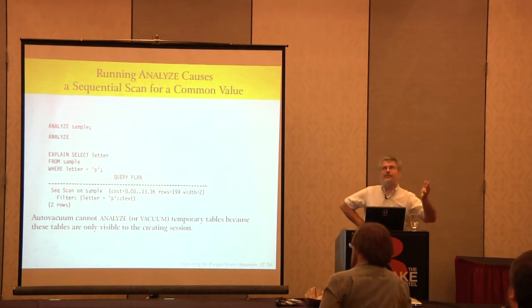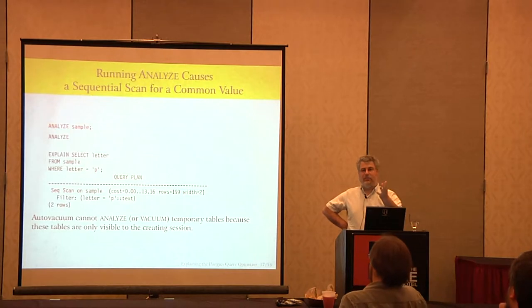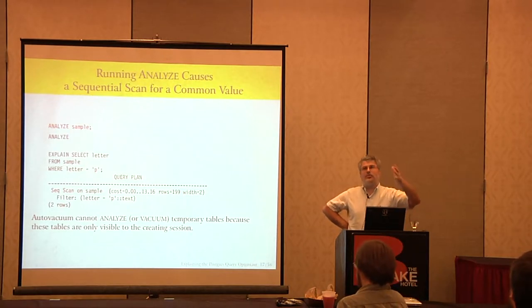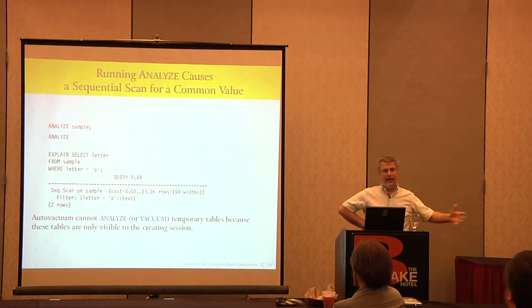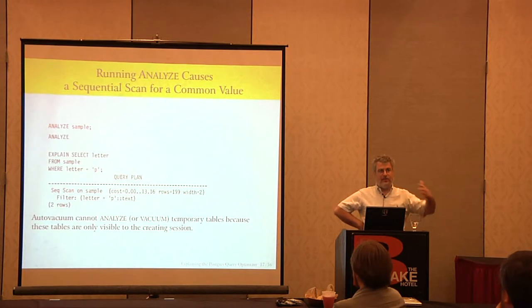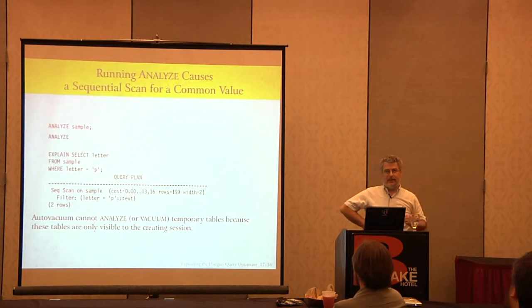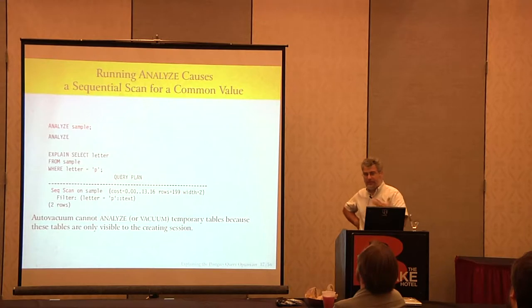But even if, and this is a great point, even if the random cost was the same as a sequential cost, we still would want to do the sequential scan, because there's no sense in reading the whole index and then the whole table when we can just read the whole table and obviously do much less I/O. And that's really one of the fundamental things the optimizer is doing.